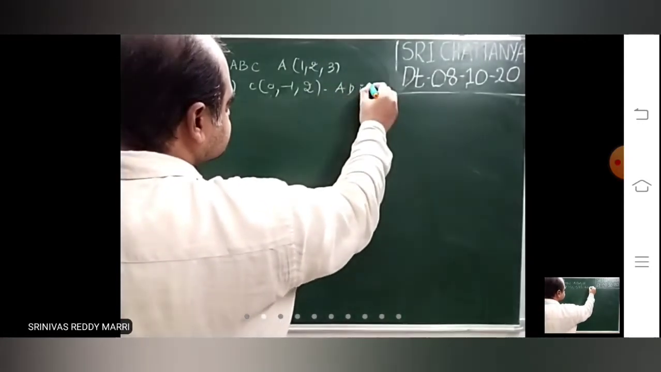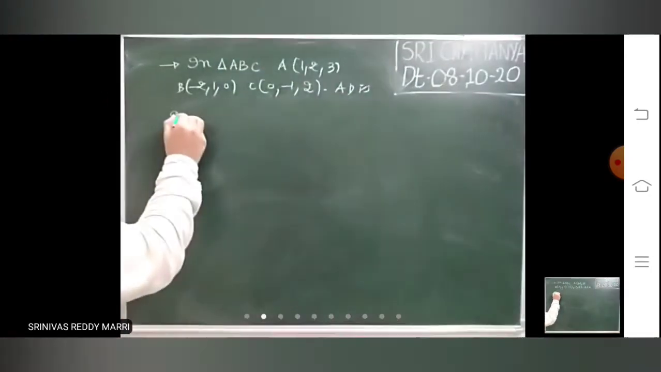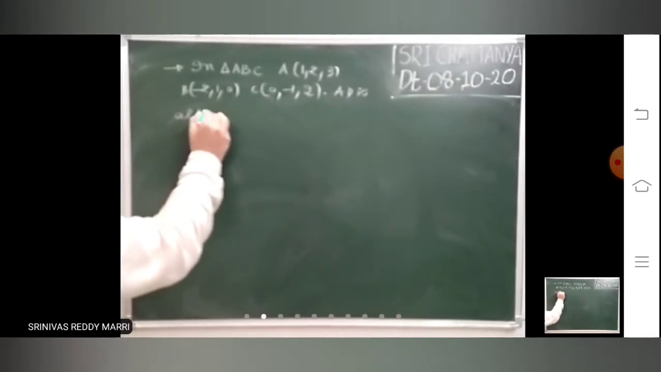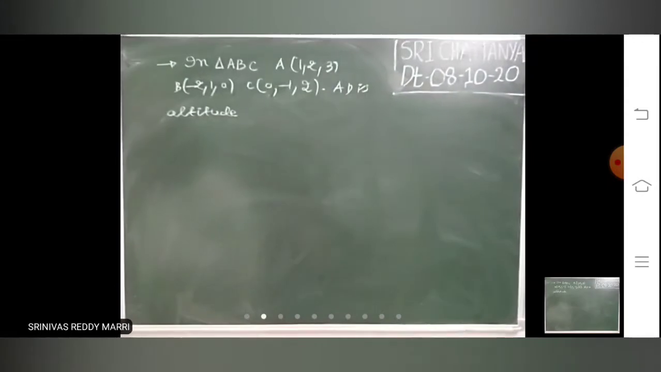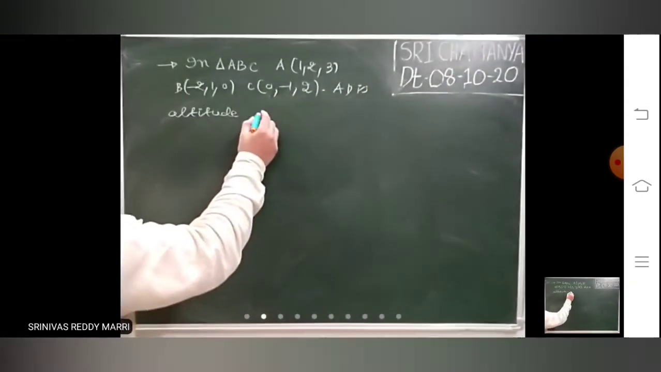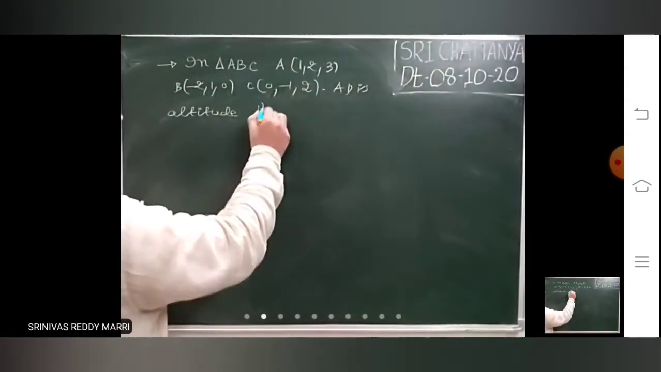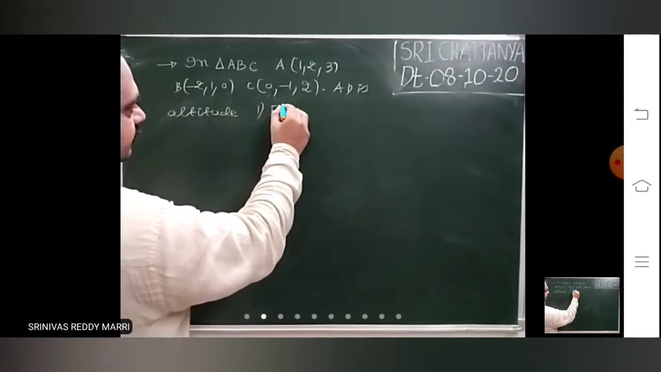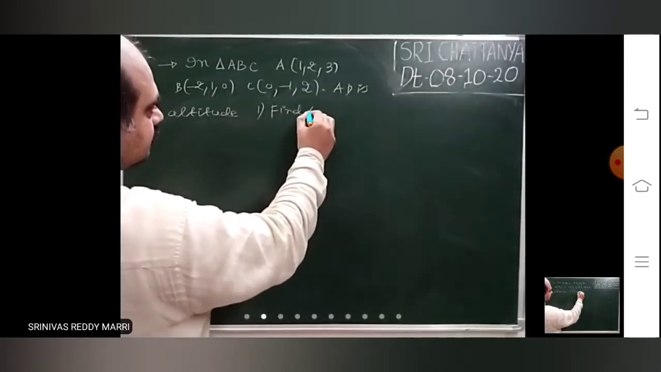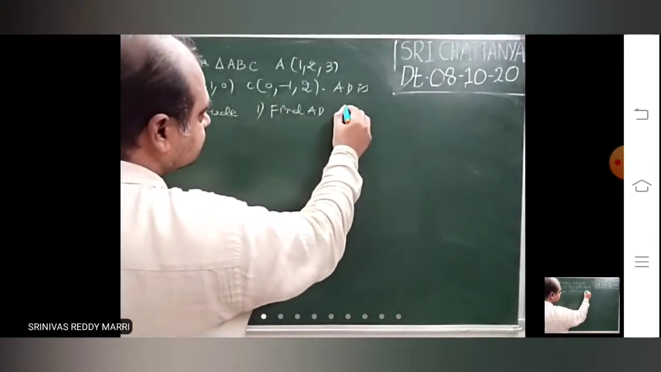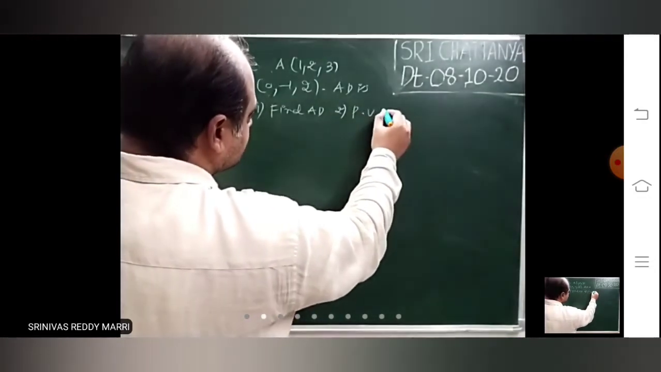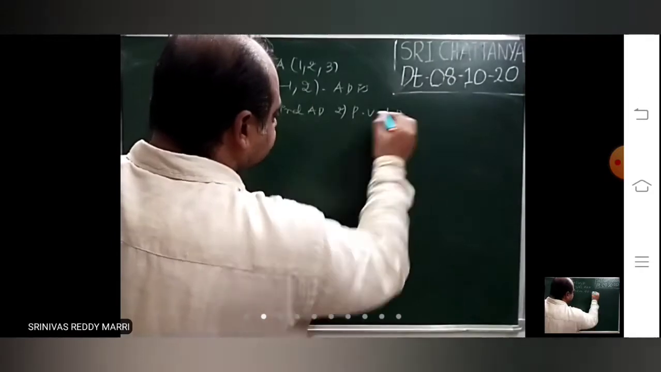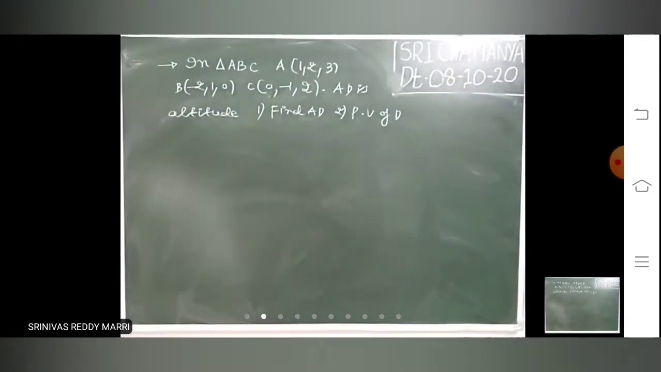AD is altitude. Find AD length. Find the position vector of D.